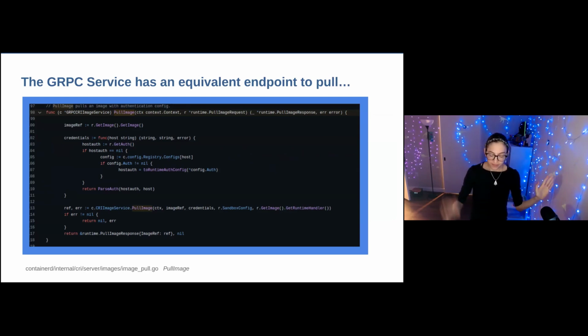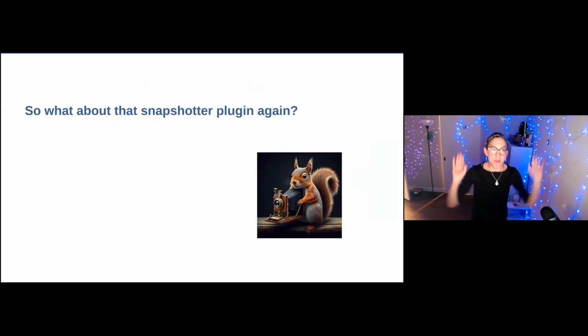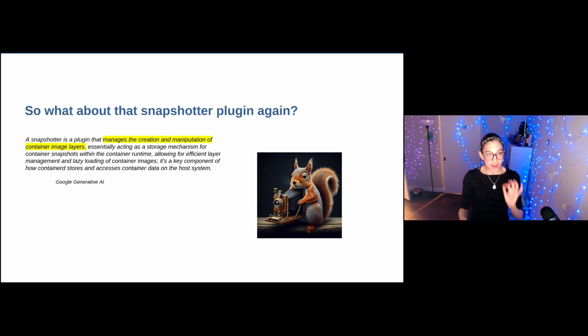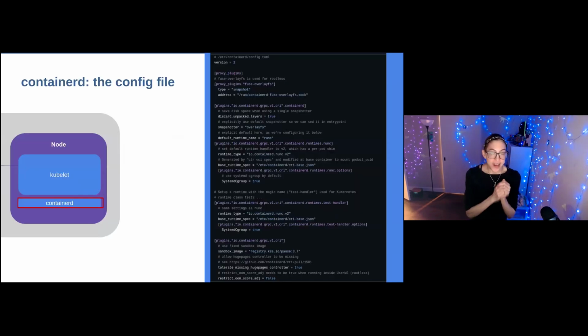But hold on. Let's step back, because what was this talk about? This talk was about Snapshotter plugins. We haven't really talked about them yet, so let's do that. A Snapshotter plugin is going to manage the creation and manipulation of your container image layers. If you have a special kind of Snapshotter plugin, it is actually going to do lazy loading of container images too. So containerd is going to have these snapshot plugins.